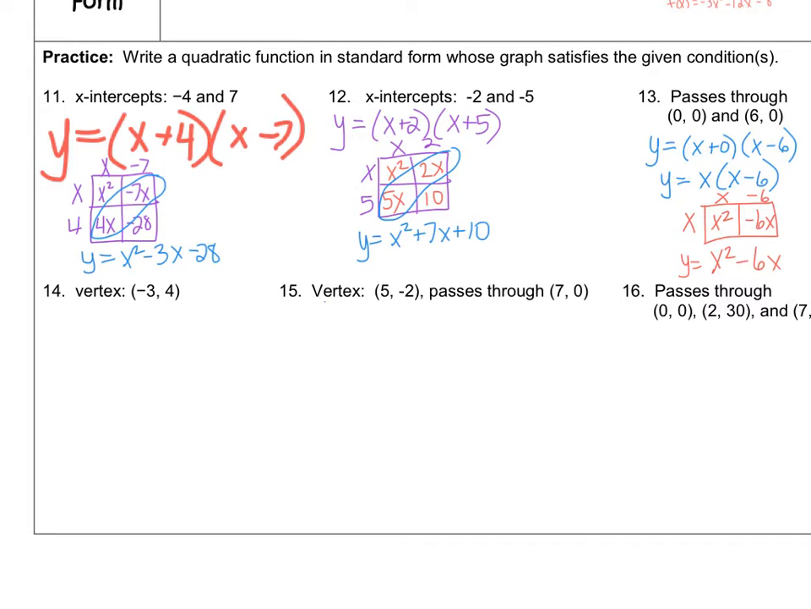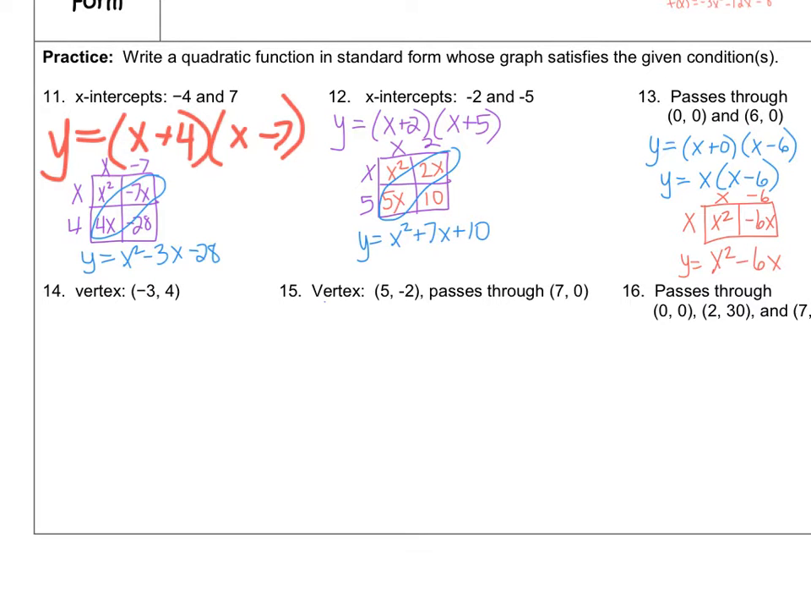Okay, so for all 3 of these, they gave us the intercepts, and so I was able to put them into intercept form. And then once I had it in intercept form, I went ahead and simplified it, or multiplied it out, to get us to standard form. So just check your answers on all 3 of these.